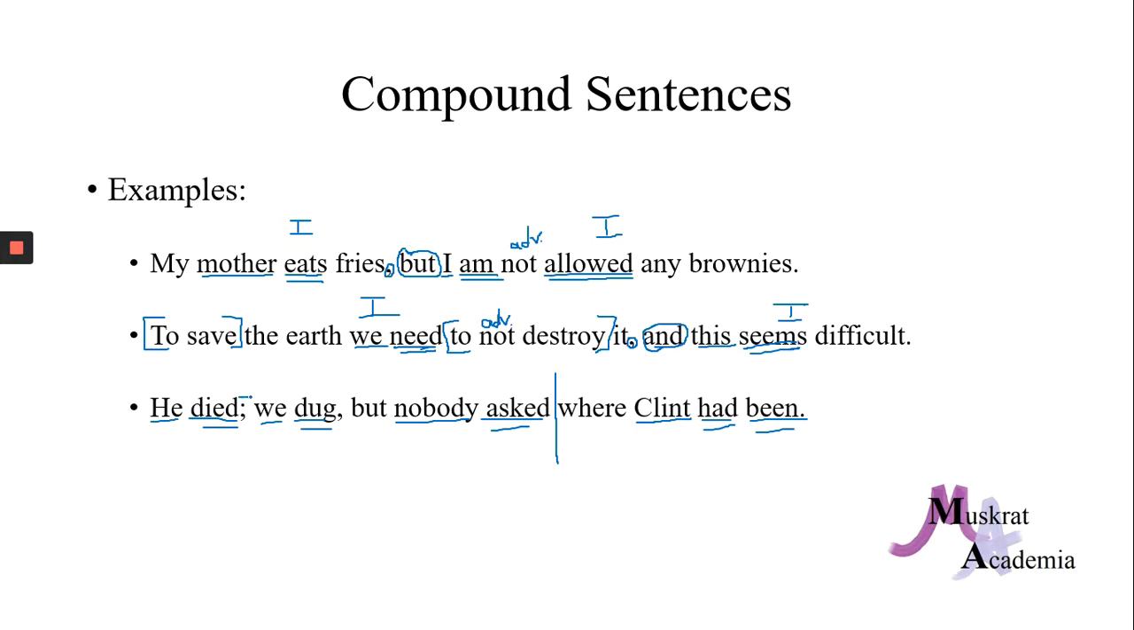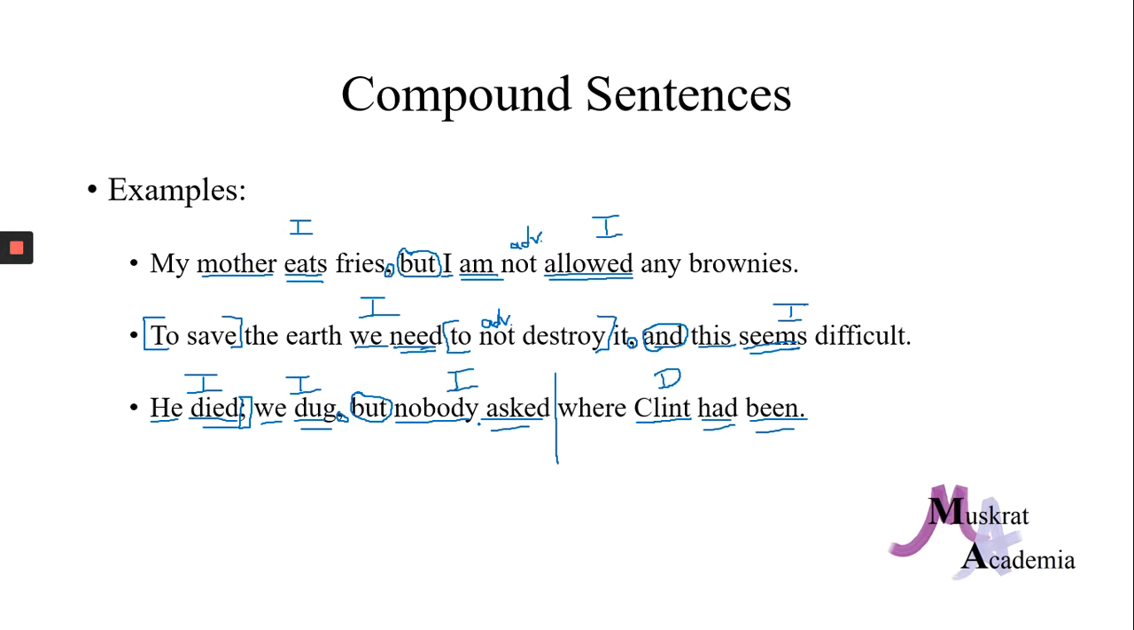Then we have this cool thing called a semicolon. That'll be explained in a later video, what exactly semicolons do and when you can use them. But we have a semicolon there, so we know that he died is an independent clause. We dug, but, comma, but. So we know that this is going to be independent. We dug is independent. Nobody asked is independent. Where Clint had been cannot stand by itself. It is a dependent clause.